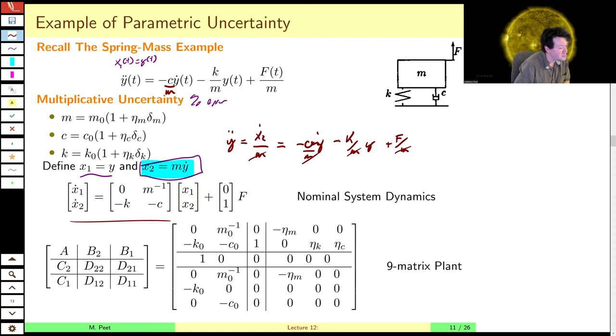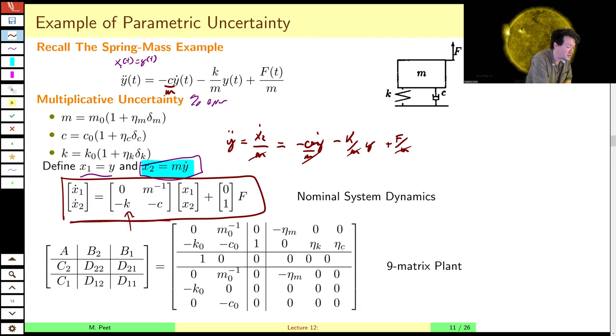So, okay, now we've defined those two states. We write down our state space matrix without the uncertainties. And now we plug in for these sources of uncertainty. In here, we're using k equals k naught, 1 plus eta k delta k.